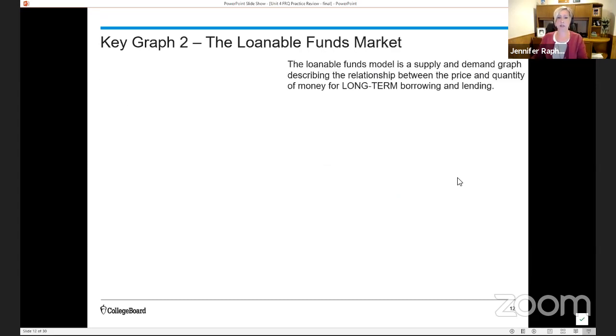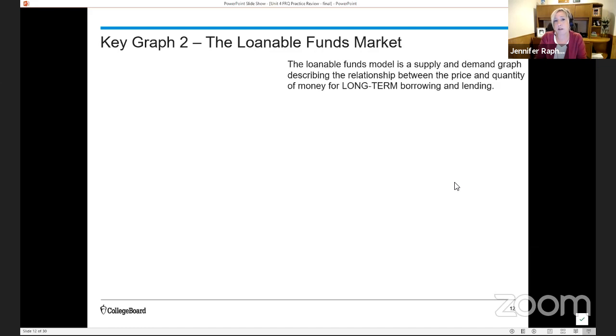So the second key graph in this unit is the loanable funds market. Whereas the money market is like a real market with buyers and sellers, the loanable funds market is a hypothetical market that imagines all of the different people who have money that they don't want to spend now and want to save, and it brings them together with people who don't have as much money as they want for borrowing. So in the loanable funds model, there's all different kinds of ways of saving money, and all different kinds of ways of borrowing money. The loanable funds market is hypothetical, but it's useful for understanding the influence of the demand for and the supply of borrowed money in terms of the real interest rate.